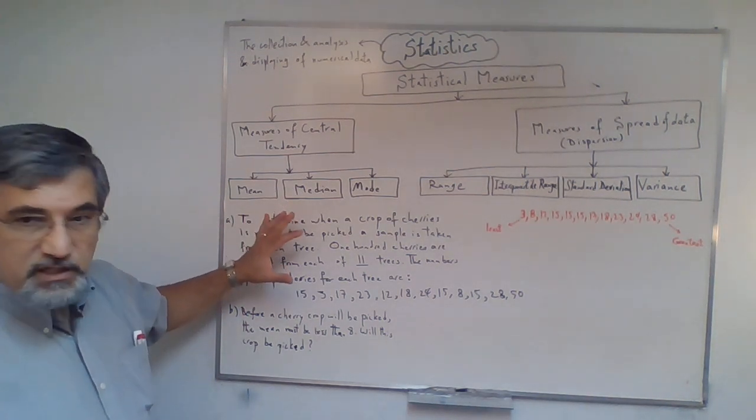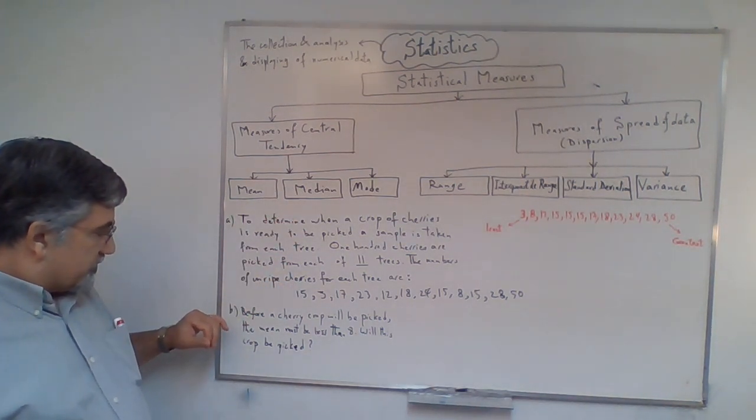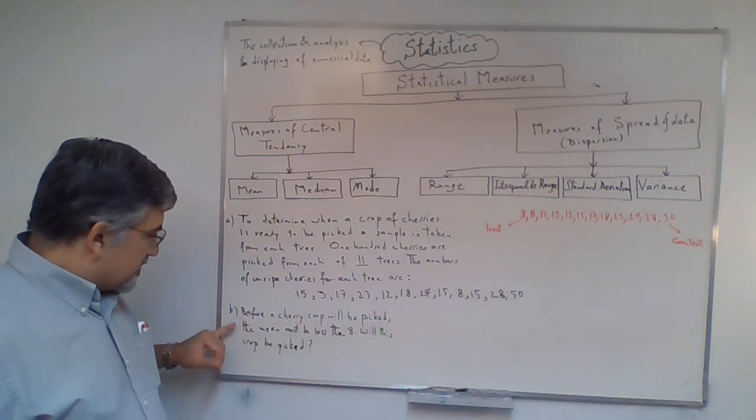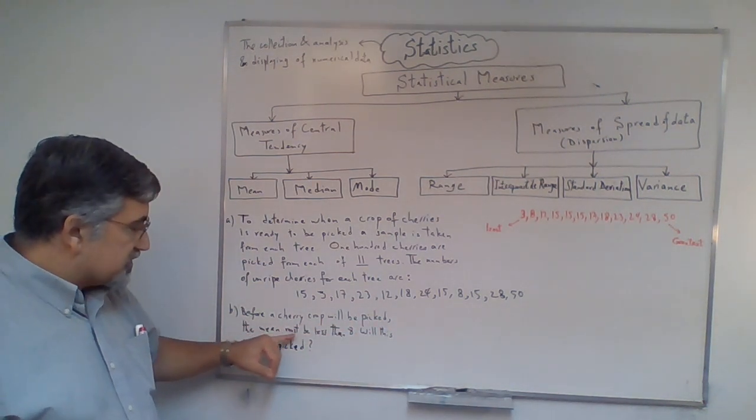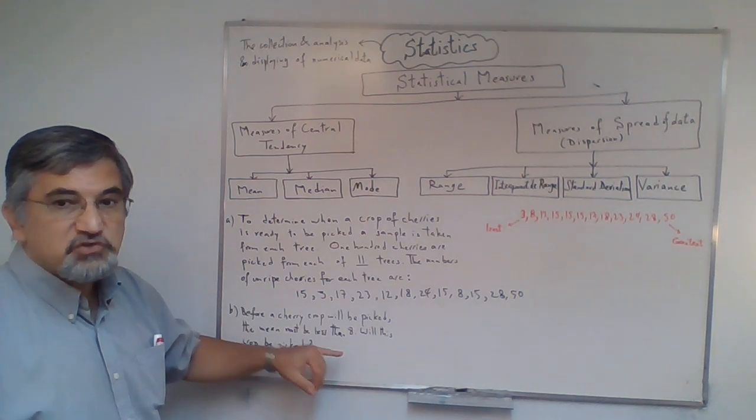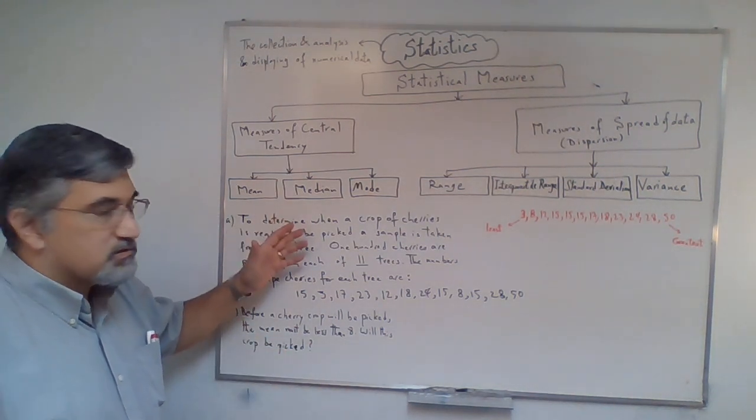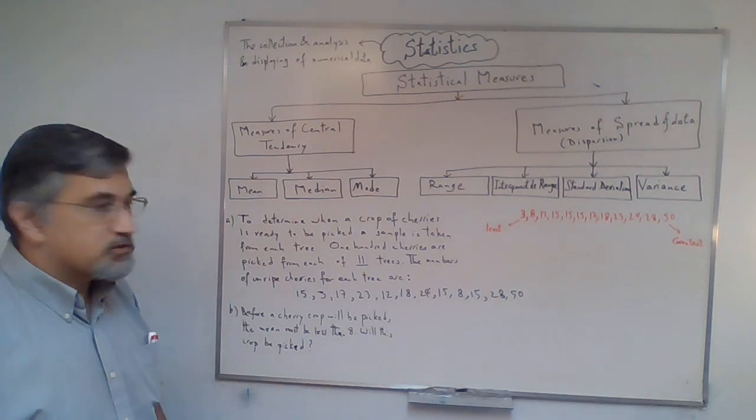So we have this, and before a cherry crop will be picked, the mean or the average must be less than 8. Okay, that's the standard. Will this crop be picked? Yes or no? We want to answer the question.